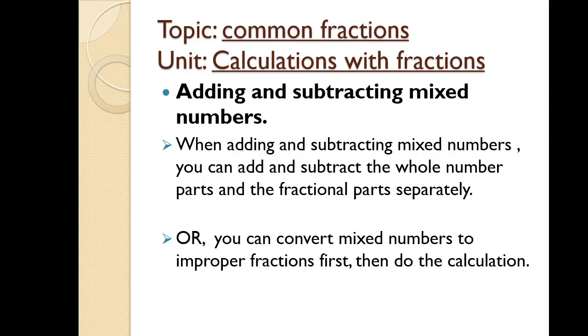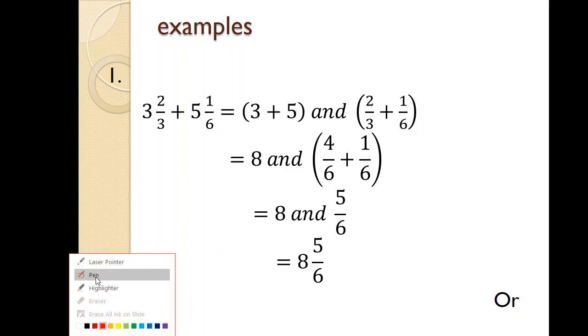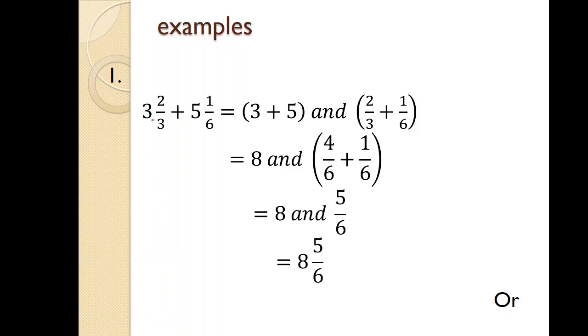So let's look at these examples. Here I'm just going to do both methods, and then it's up to you to decide which one you prefer, which, by the way, are all giving you the same answers. Example: here we have two mixed numbers that we are adding together, 3 2/3 and 5 1/6.